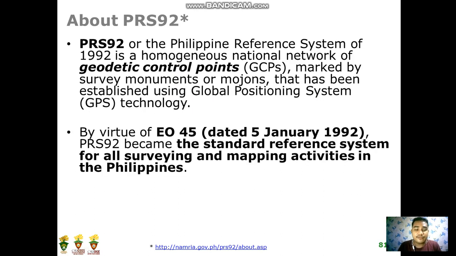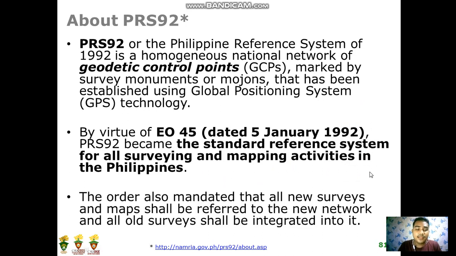This is by virtue of the EO 45 last January 5, 1992. PRS 92 became the standard reference system for all surveying and mapping activities in the Philippines. And the order also mandated that all new surveys and maps shall be referred to the new network, and all old surveys shall be integrated into it. So muna nang gi-adapt sa Philippines. Yung old, di-convert na siya into PRS 92.